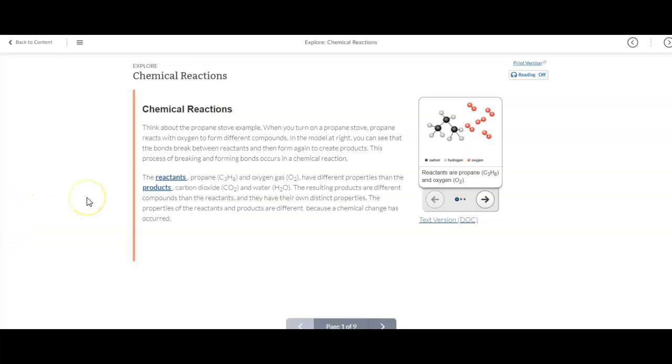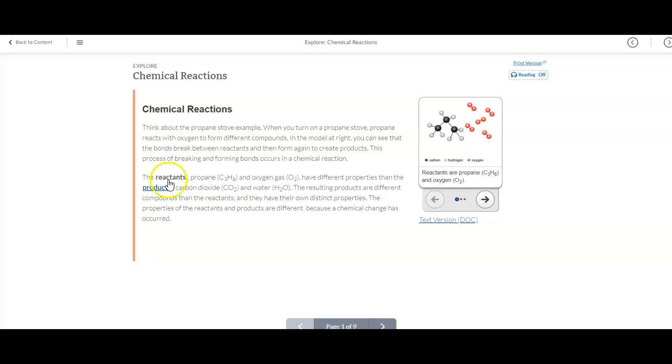So here's our first slide. Think about the propane stove example. When you turn on a propane stove, propane reacts with oxygen to form different compounds. In the model at the right, you can see that bonds break between reactants and then form again to create products. This process of breaking down and forming bonds occurs in a chemical reaction. So that's your answer to guiding question number 1. What happens during a chemical reaction? So it tells you right here, bonds break down between reactants and form again to create products. Okay, so breaking and forming bonds, that's what happens in a chemical reaction.